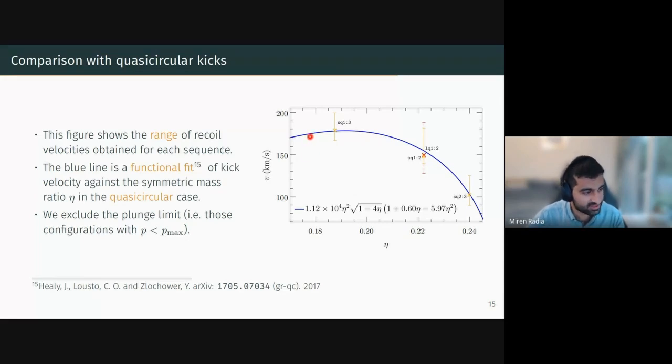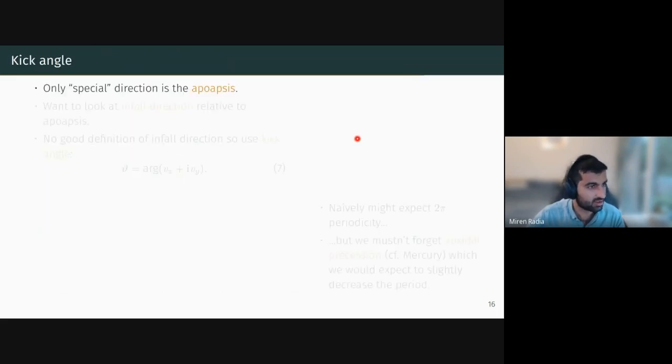And note that, as I said, we covered an interval containing the maximum kick. So the maximum kick is about here in the quasi-circular case. Okay, so we now try to understand the origin of these oscillations in the kick against the tangential momentum.